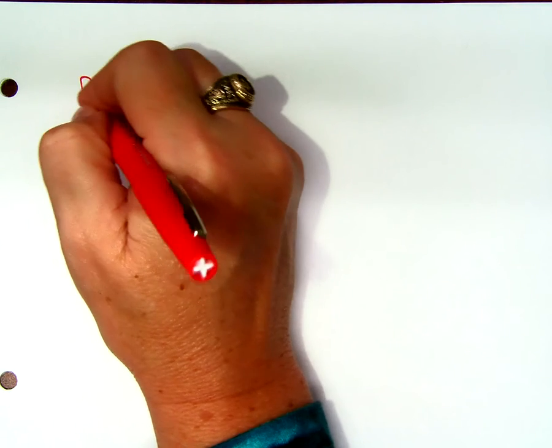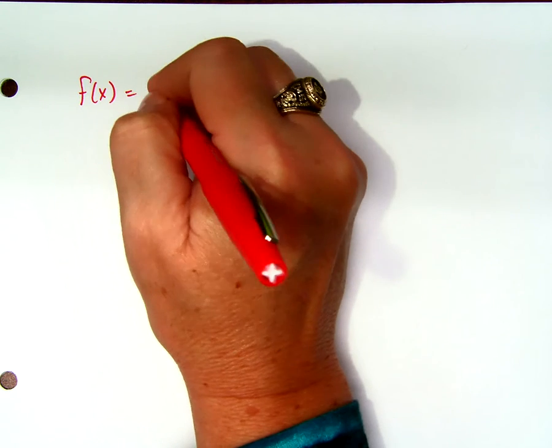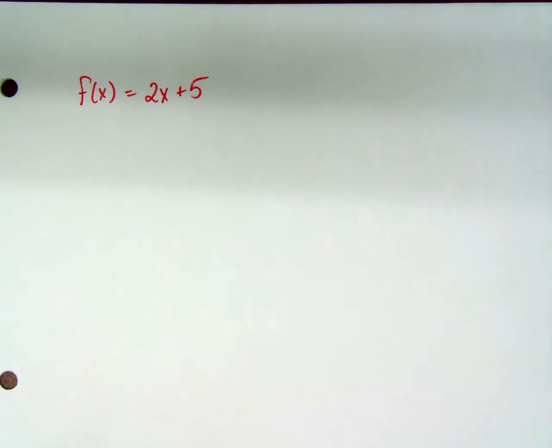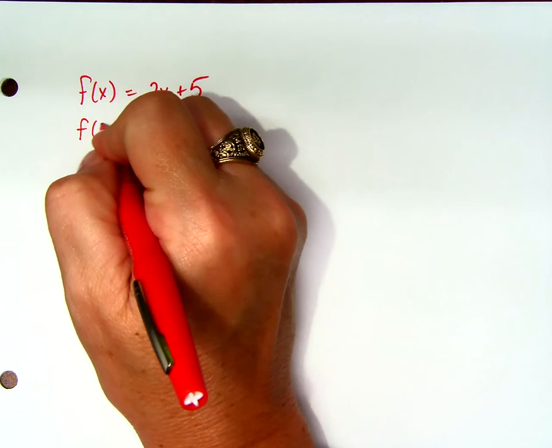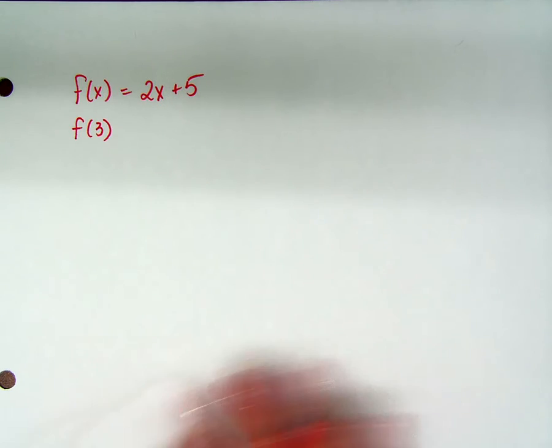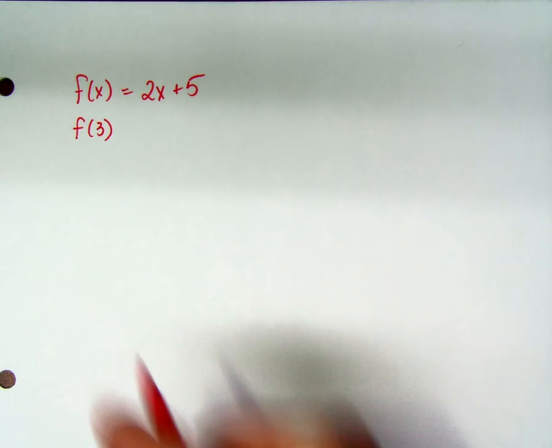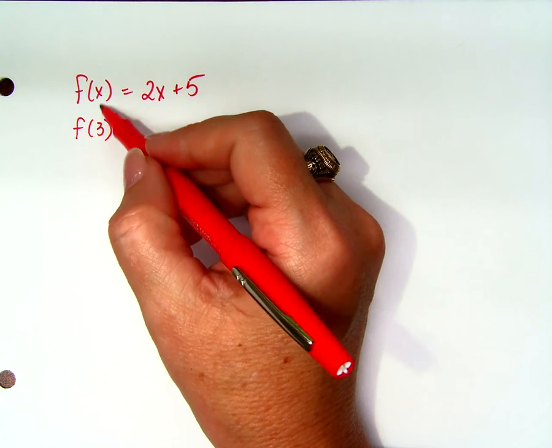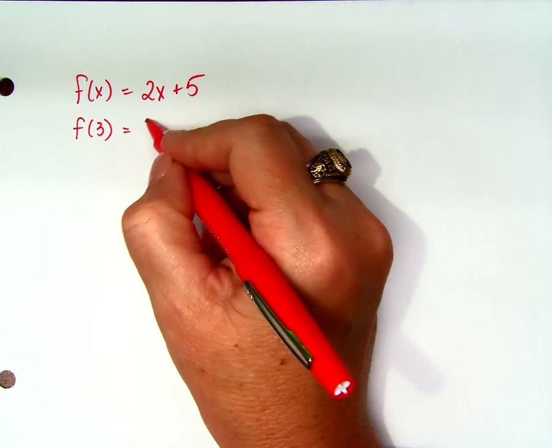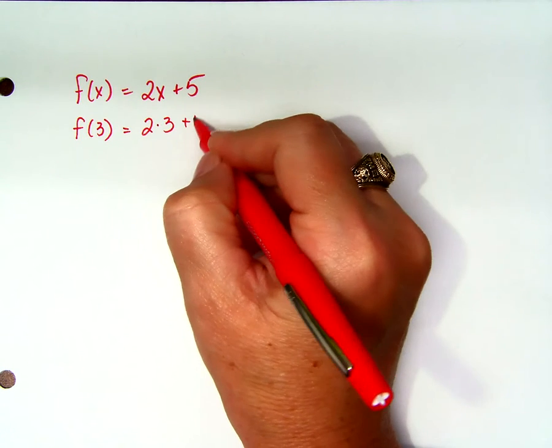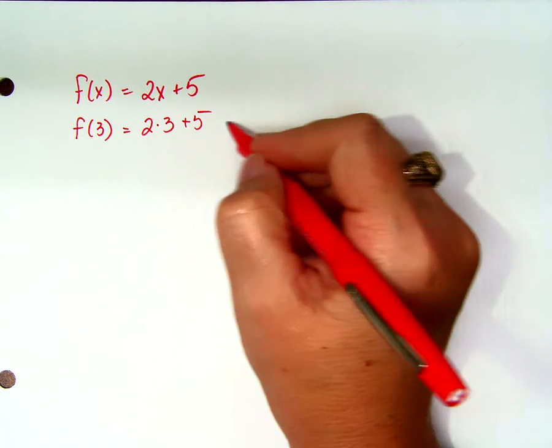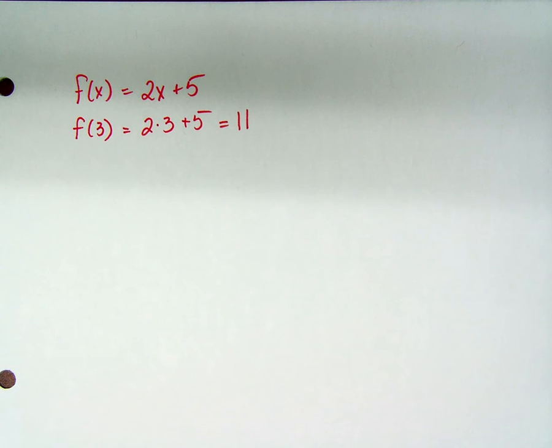If I say f of x equals 2x plus 5, can you tell me what f of 3 is? Well, what used to be right here? An x, right? That means anywhere there's an x, we want to put in a 3. 2 times 3 is 6, plus 5 is 11. Done.